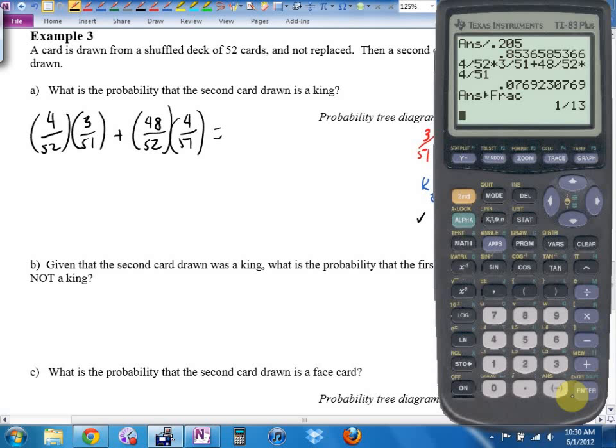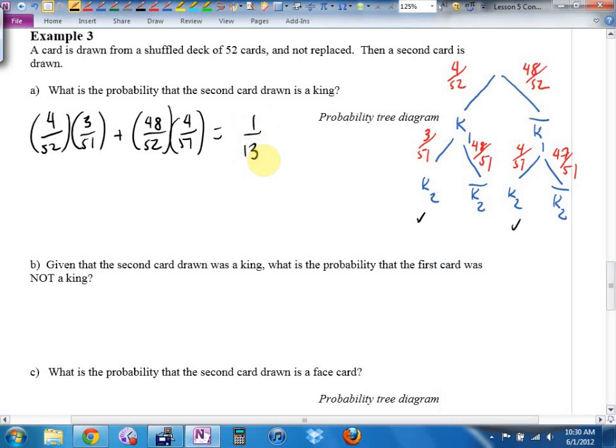Anybody else want to double check me? Probability the second card is a king, 1 in 13. Can you read B to me? Ooh, given, that's my trigger word. Maybe this is a conditional. Keep going. Ooh, they've told me something happened on the second level. What do they want me to find?